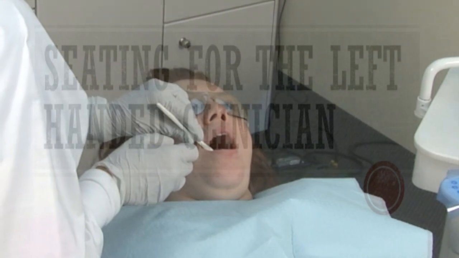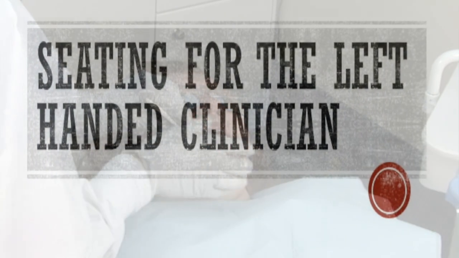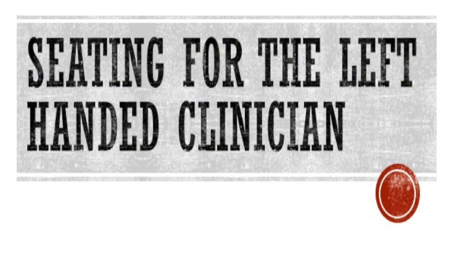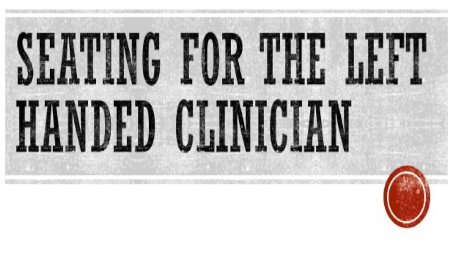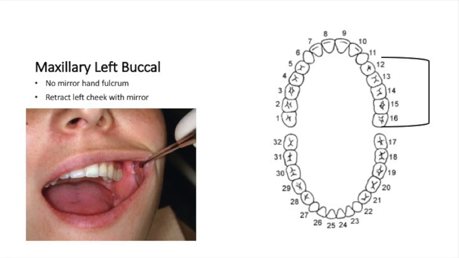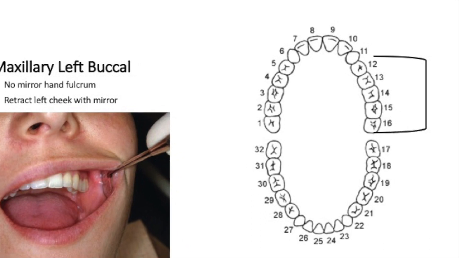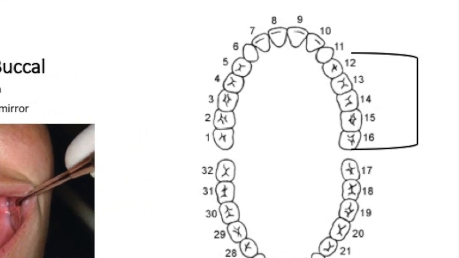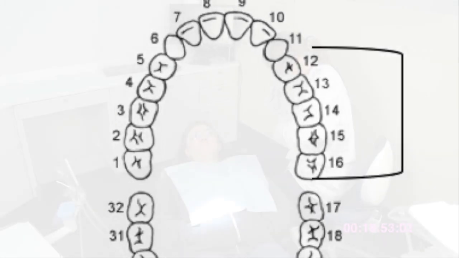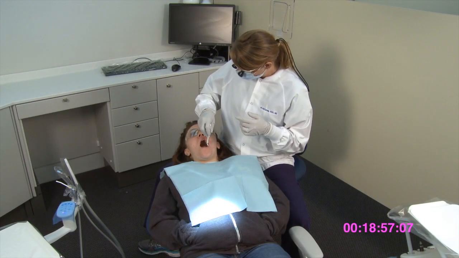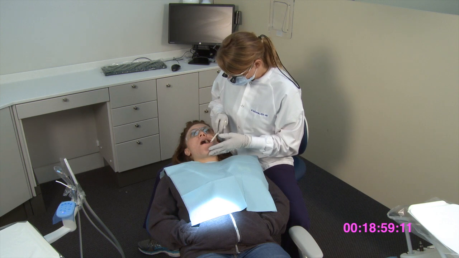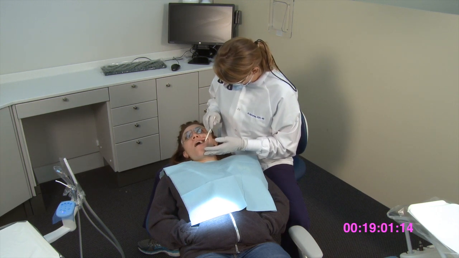Now let's review the seating positions for the left-handed clinician. Let's begin with the maxillary left buccal. There is not a mirror fulcrum, but you will retract the cheek with the mirror. The patient is turned slightly away with the chin elevated. The seating position is between 1 and 1:30.